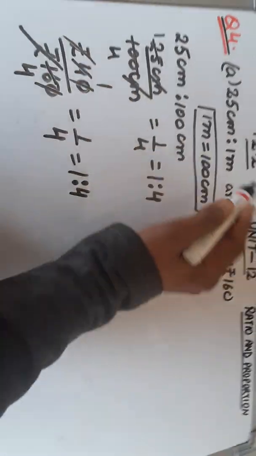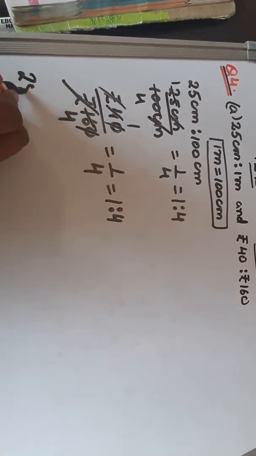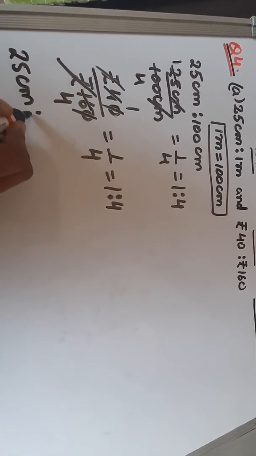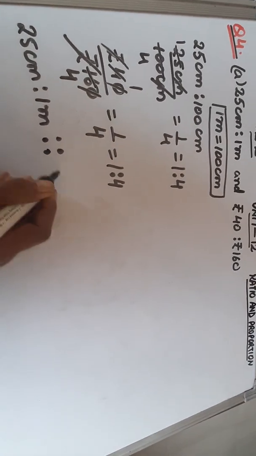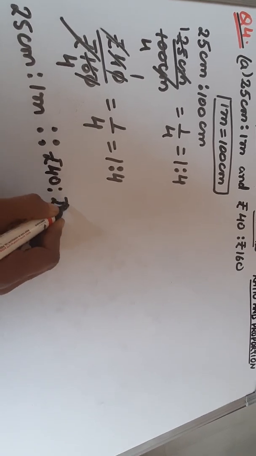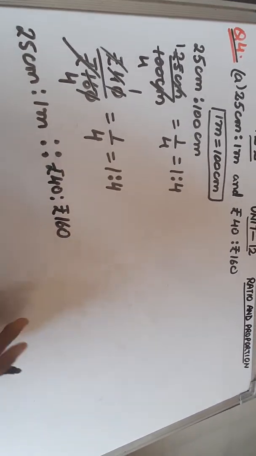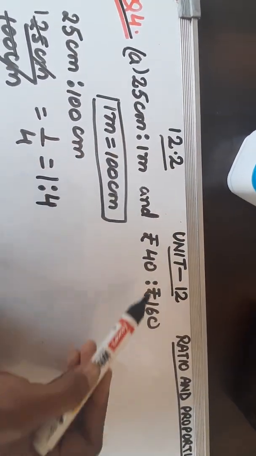That means both of these are in proportion. So we can write it as 25 centimeter is to 1 meter is in proportion, four dots, is equal to rupees 40 is to rupees 160. Now they have asked us the middle terms and extreme terms. So there are 1, 2, 3, 4 terms.